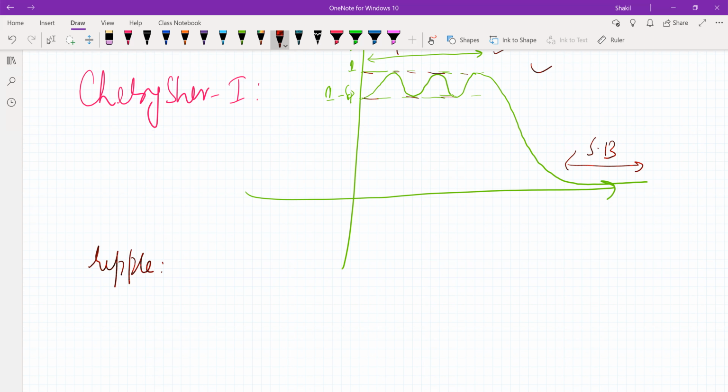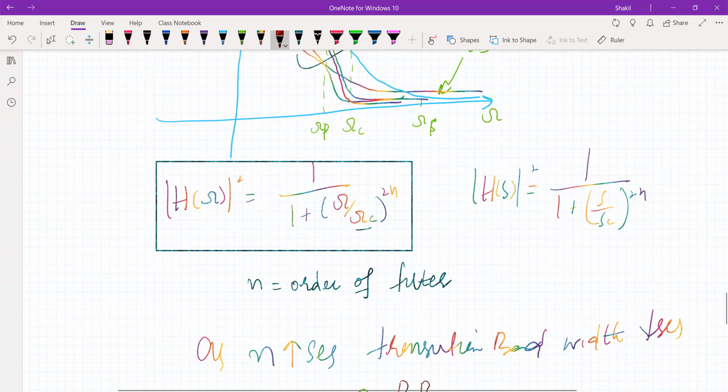Now, if we allow it, the order of the filter will decrease. The order will be small compared to the order that we would have in the Butterworth filter. So as you can see, as the order increases.